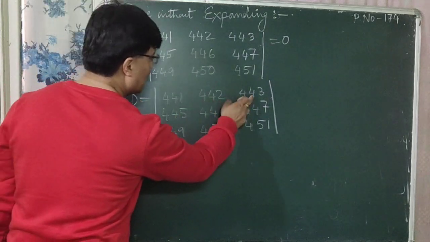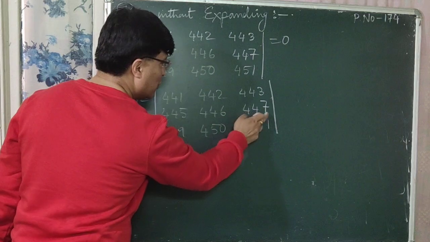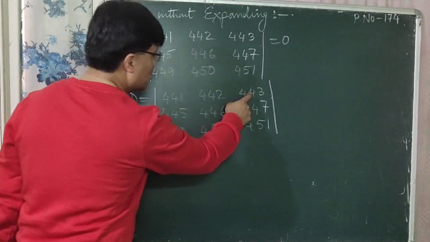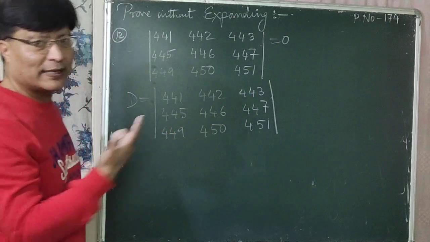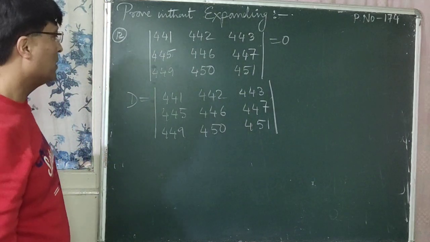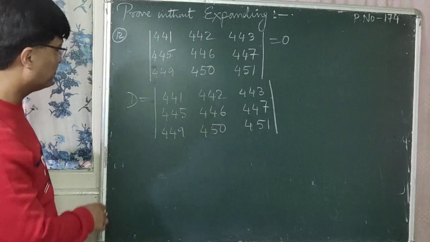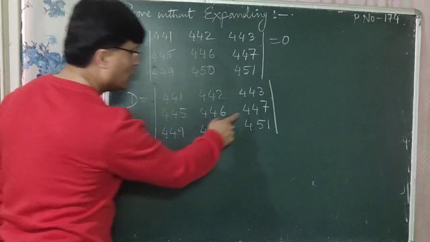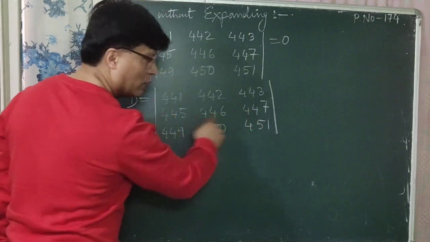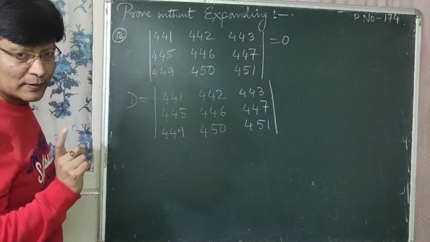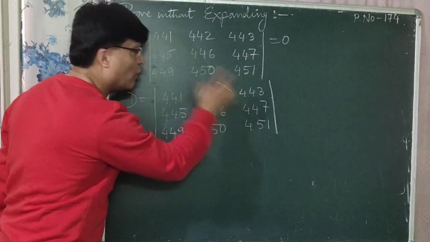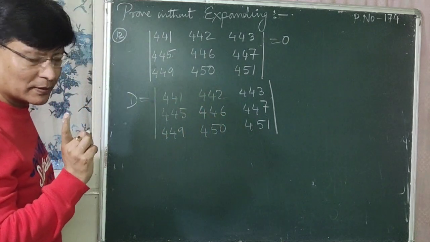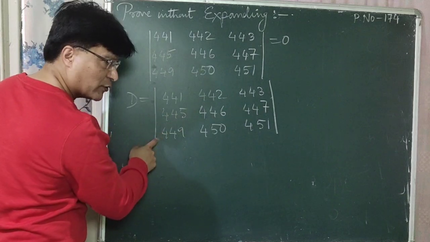Let us check it. 442 minus 441 is 1. 446 minus 445 is also 1. 450 minus 449 is also 1. We can use the property C2 minus C1. That means column 2 will be changed, because we are writing C2 first. Is that clear? Again, what is C3 minus C1? 443 minus 442 is 1, 447 minus 446 is also 1, 451 minus 450 is also 1. That means this is 1, 1, 1.